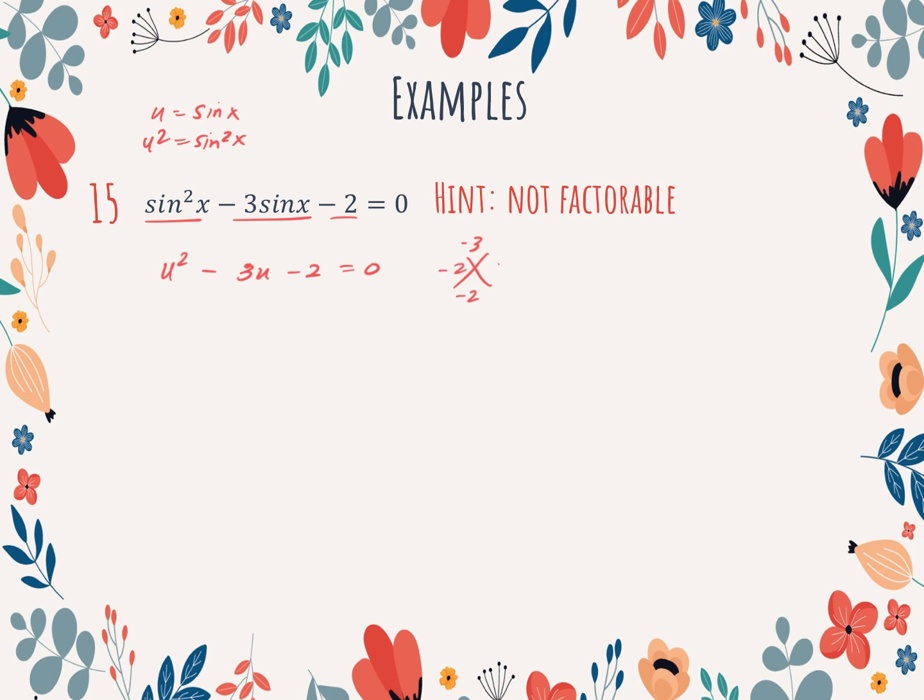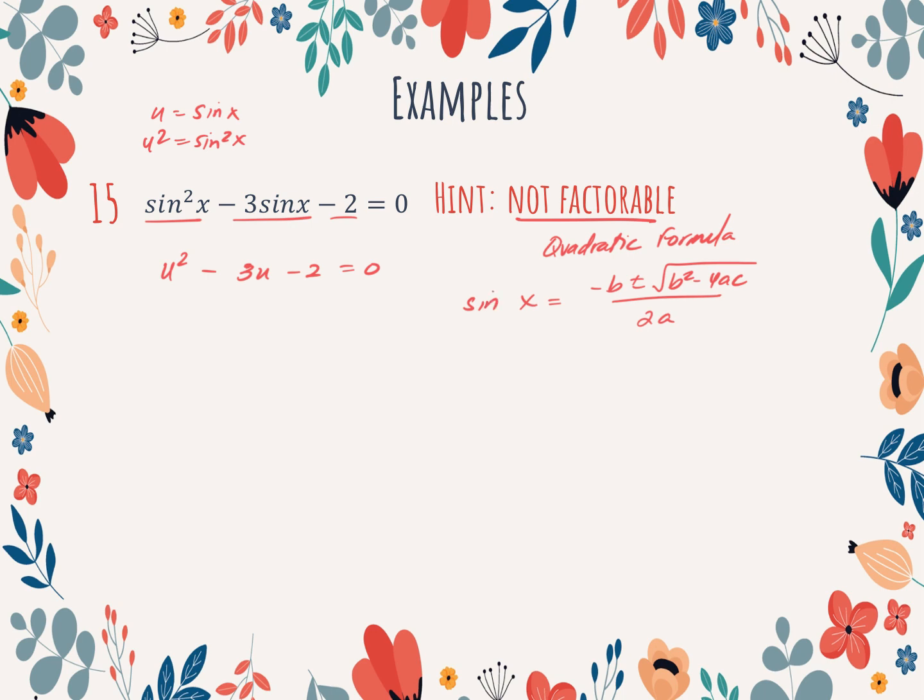Negative 2 and 1 don't add up to negative 3, positive 2 and negative 1 don't add up to negative 3 either, and so this is where the whole not factorable comes in. This can't be factored the traditional way. So now you think, okay, well, how do we normally solve something that's not factorable? Well, we use the quadratic formula, right? Which you know is normally x equals negative b plus or minus the square root of b squared minus 4ac all over 2a. The only difference is, instead of x equals, it's sine of x equals.